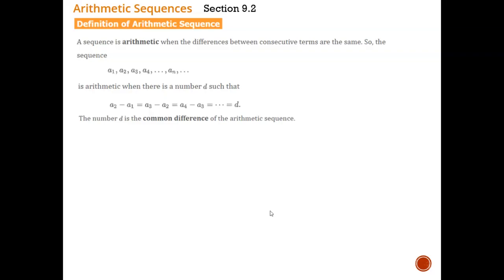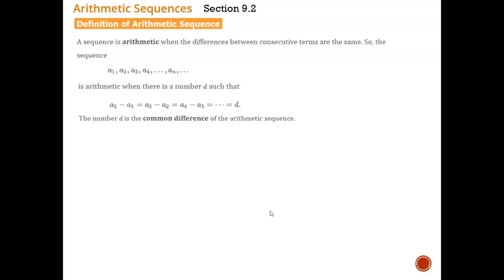Okay, so now we're going to move on to another section maybe you've seen on a specific type of sequences, and that's going to be our arithmetic sequences. Okay, so what is an arithmetic sequence? An arithmetic sequence is a sequence where the difference between our terms is always the same.